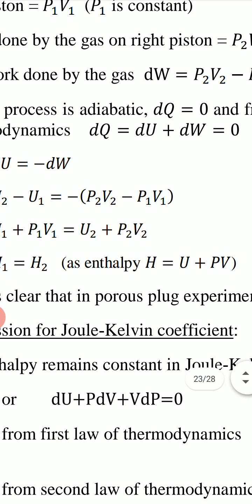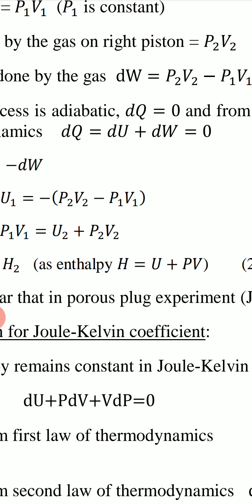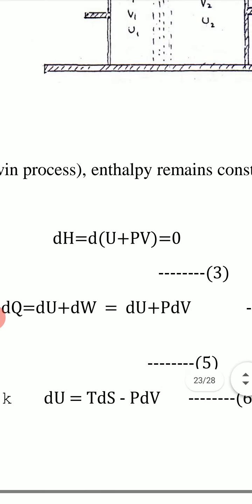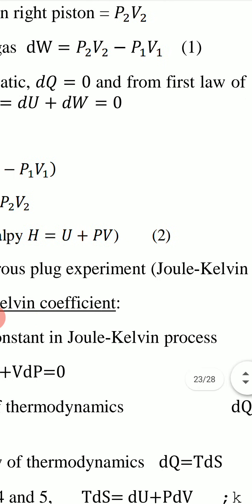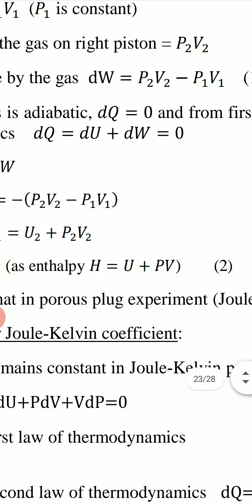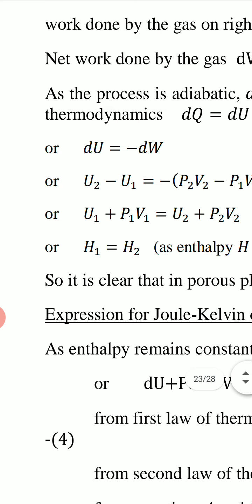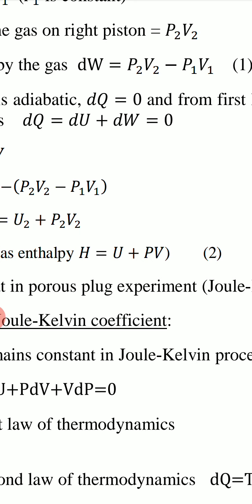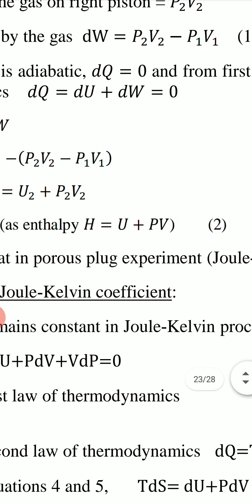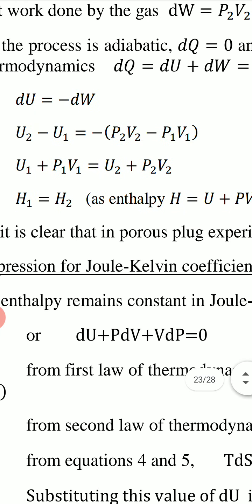As the process is adiabatic, there is no exchange of heat because all the surrounding walls and pistons are thermally insulated. No heat can enter into it or out of it. So, dq is 0 and from first law of thermodynamics, dq is equal to dU plus dW and dq is 0. So, we have dU plus dW is 0 or dU equal to minus dW.